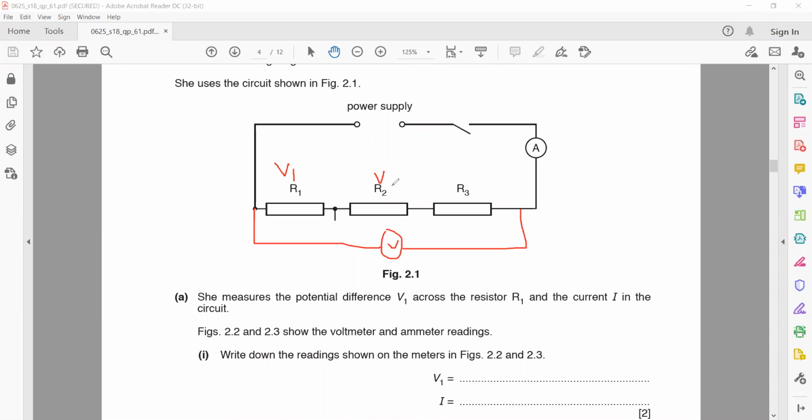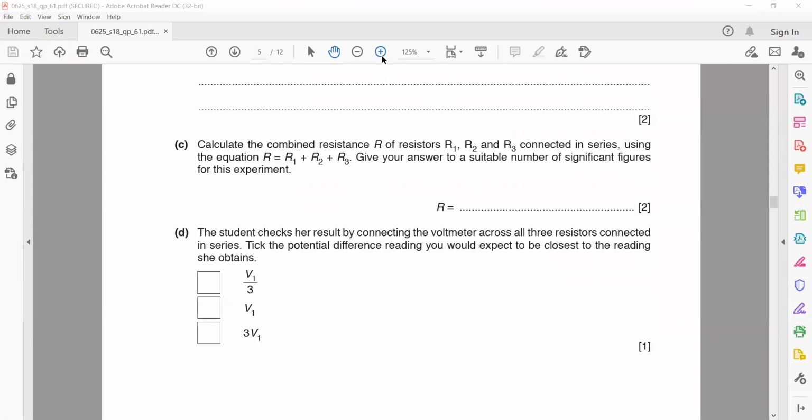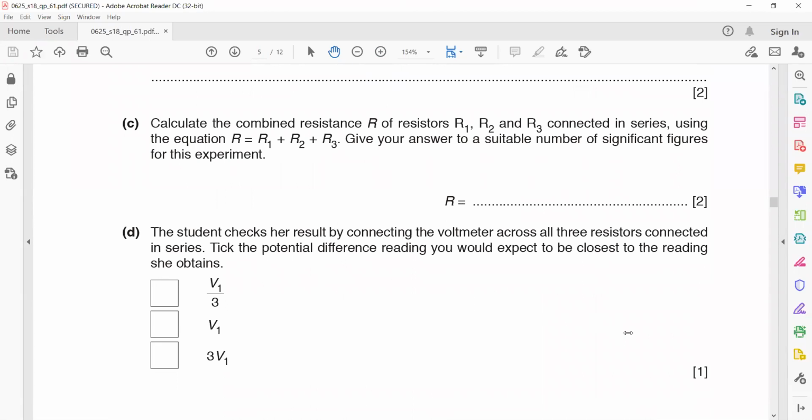As we know, they have equal resistance, so the voltage will divide equally. So what will be the reading on the voltmeter? Which part is correct? Use screen annotation for this. Just take the one which is the right option. It will be 3 times V1, because the voltage across one resistor is V1 and there are three resistors in series.